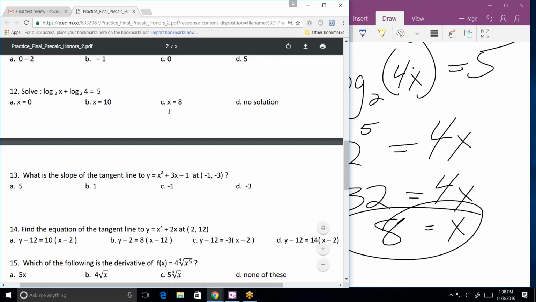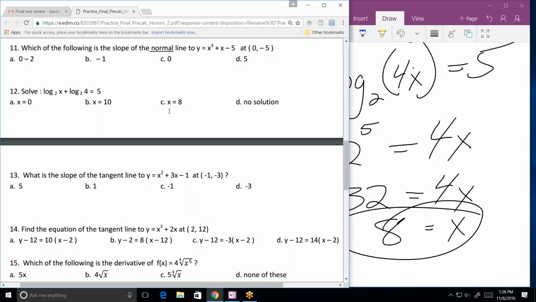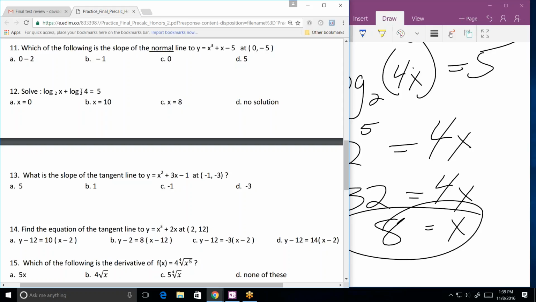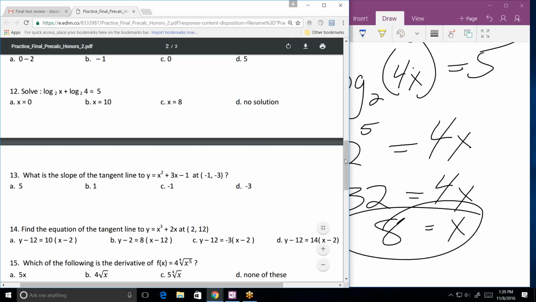A lot of times you'll come up with two answers, one positive and one negative. When you plug both back into the original equation, you see that the domain is violated, and you cannot use a negative x here. We will undoubtedly run into a problem like that. So let's keep going.